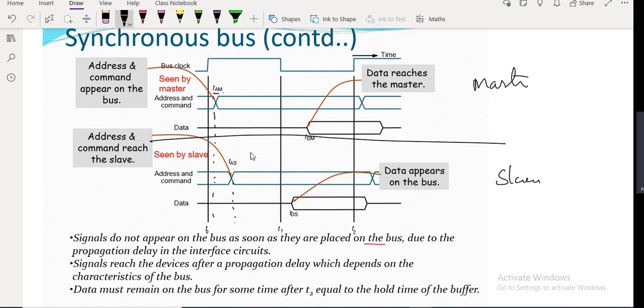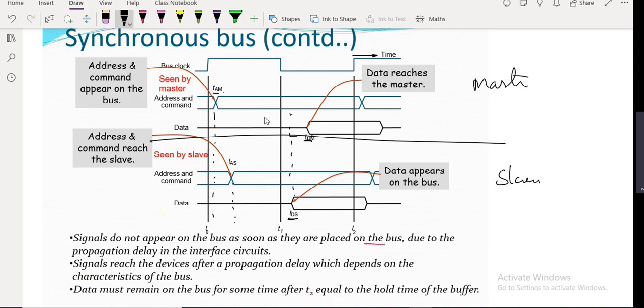Now after that, when the request comes to the slave, it is going to respond by placing the requested data on the data bus. It places the data on the data bus at TDS, and you can see the master sees that data at time TDM. That means once again there is a delay between when it is sent and when it is received. So there is a delay with respect to propagation delay.